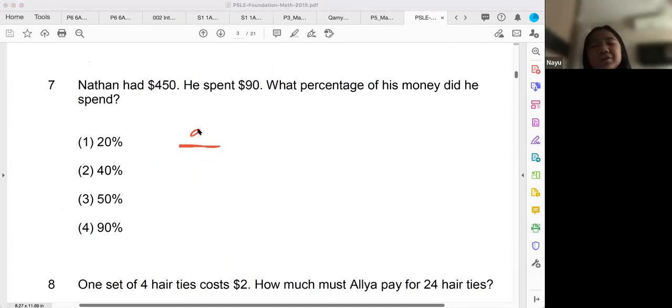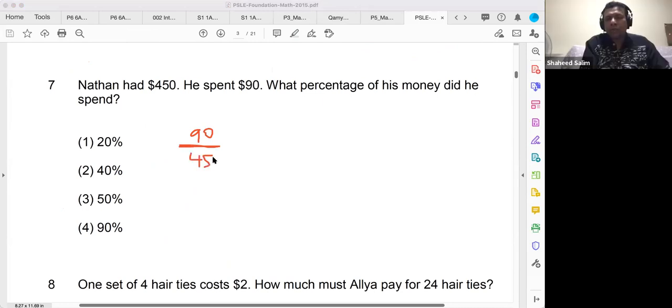90 of 450. And just what you do now, you times by 100. That's all. You will get your percent. You try it, but you cannot use calculator for paper one. You try that.